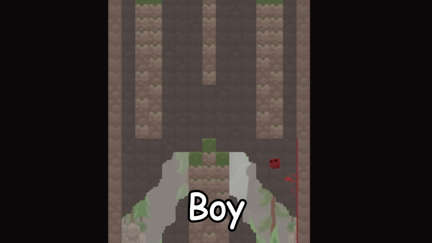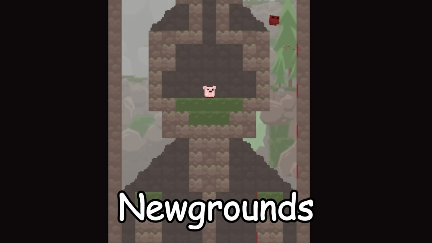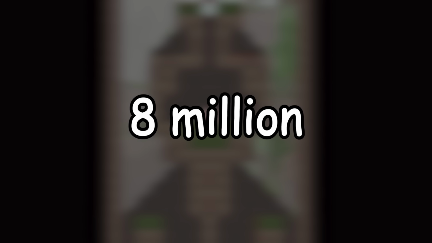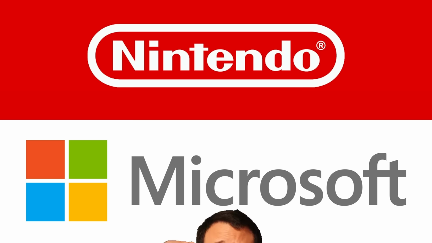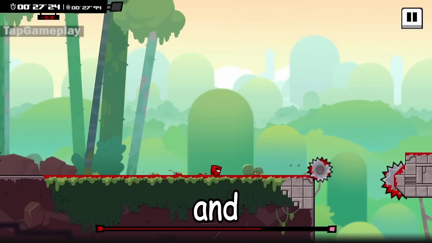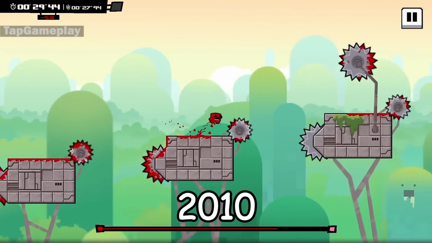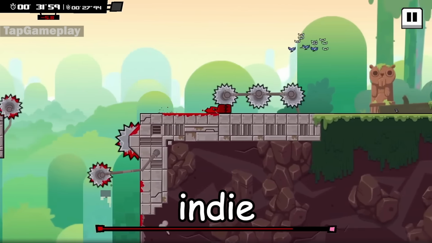His game Meat Boy, a precision platformer posted to Newgrounds in 2008, was played over 8 million times. Nintendo and Microsoft both contacted him as a direct result, and that led to Super Meat Boy in 2010, one of the most celebrated indie games of its generation.